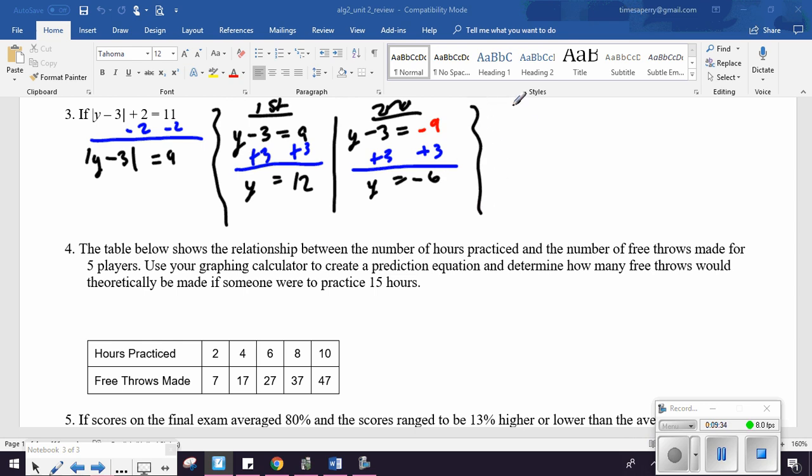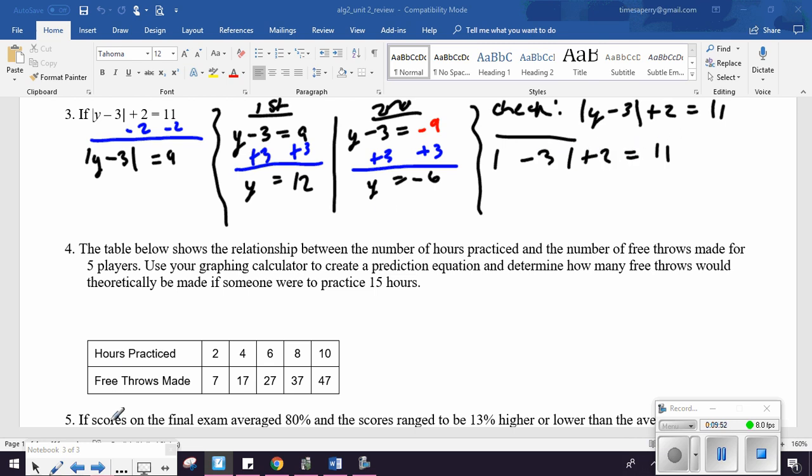And again, now we check our work with the original. So the first one is 12.